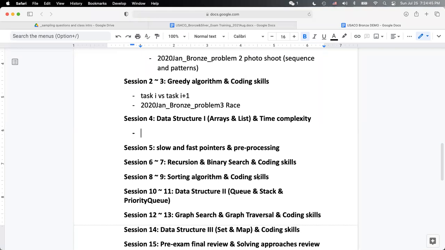All right, so that's data structure. Section 5, slow and fast pointer and pre-processing.